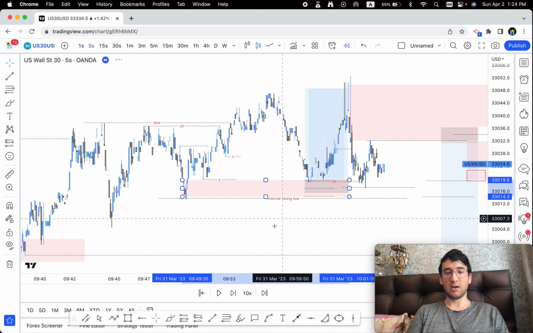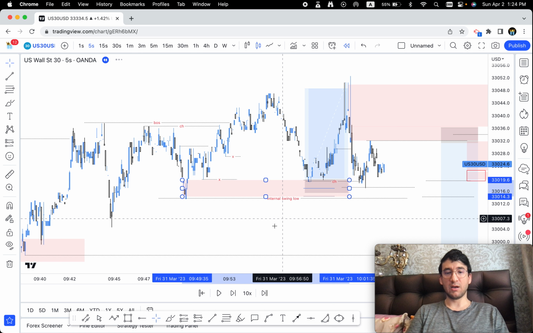There was no notice if price was going to go even higher than this. Given that we're still in the premium side of things, this huge low to this high is in the premium on the higher time frame. So I had to be mindful of that.